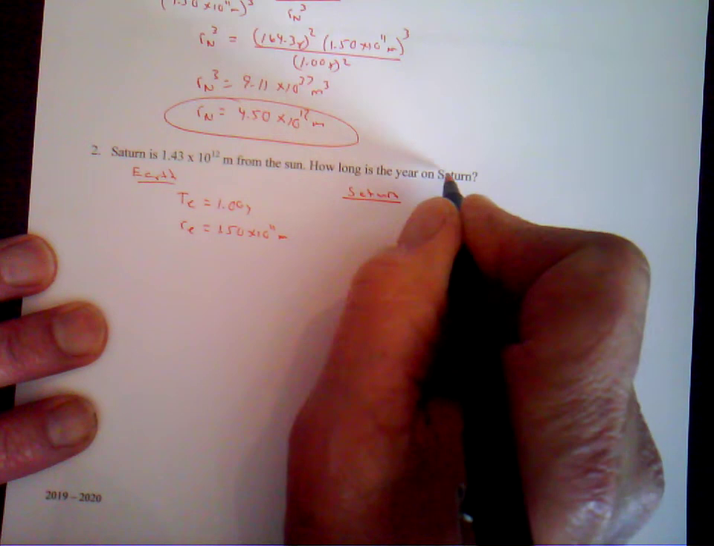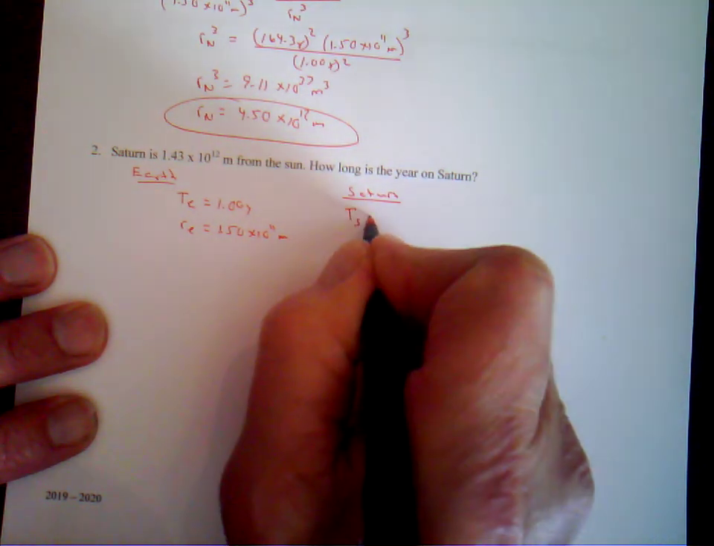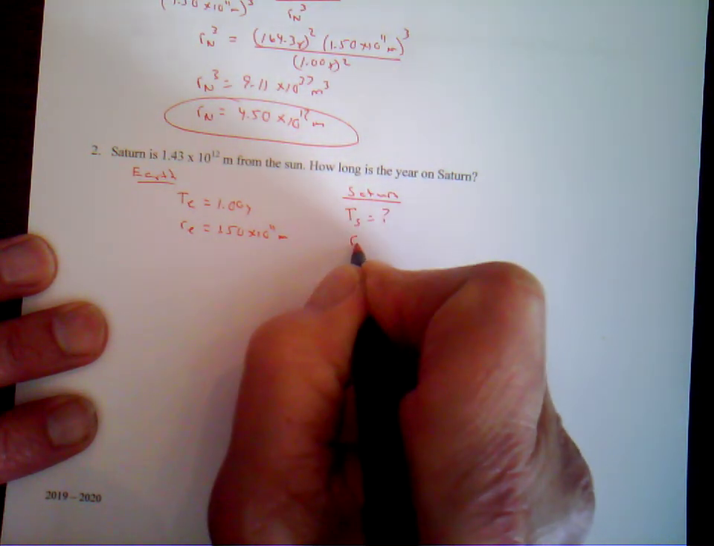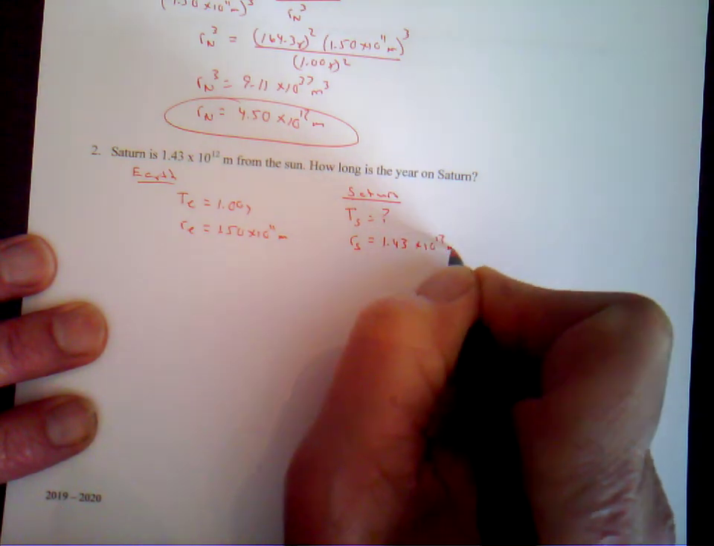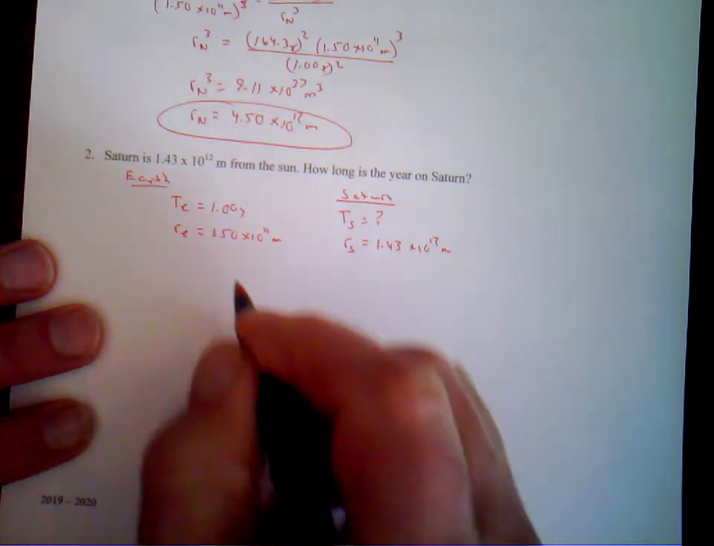We want to know how long the year is on Saturn. That's the period. So the period of Saturn is what we're solving for, and we're given the orbital radius of Saturn of 1.43 times 10 to the 12th meters. We use Kepler's third law.